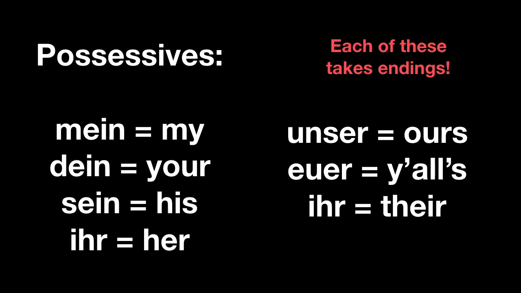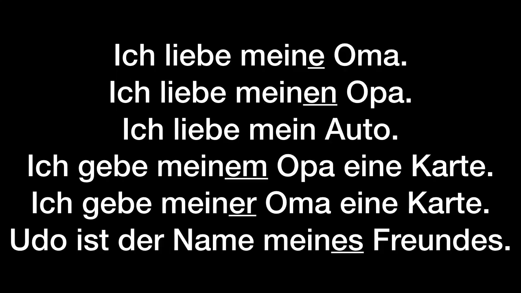The possessives, right? We know mein and dein. Some of the others we get a little confused about. Sein is his, ihr is hers, unser is ours, euer is y'all's, and ihr is theirs. Wait a second. The word for theirs and the word for hers are the same, right? Right, yes, they are. They're the same. It's confusing, but you'll get used to it.